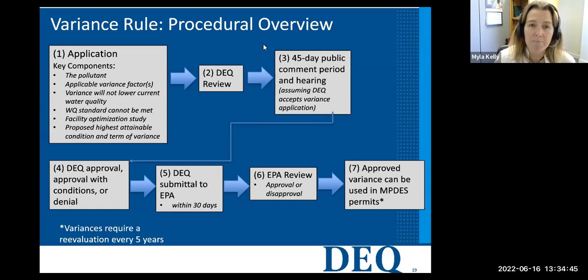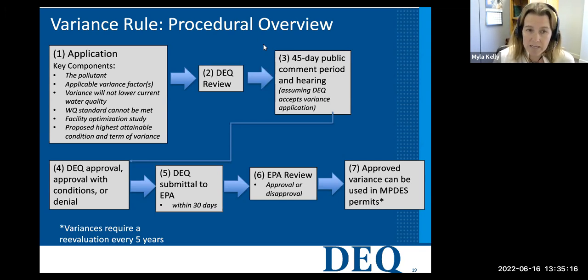DEQ will submit that on behalf of the permittee to EPA, and that needs to be done within 30 days of it being put into state law. So DEQ will submit that to EPA for EPA approval or disapproval, and once the variance is approved under both state law and federal law, then the variance can be used in NPDES permits.